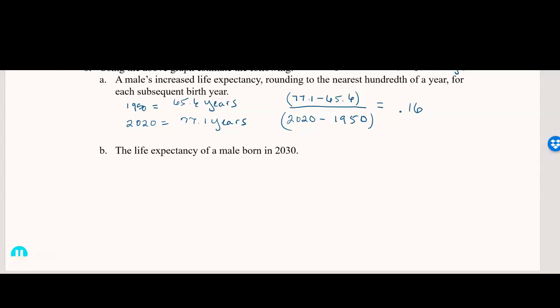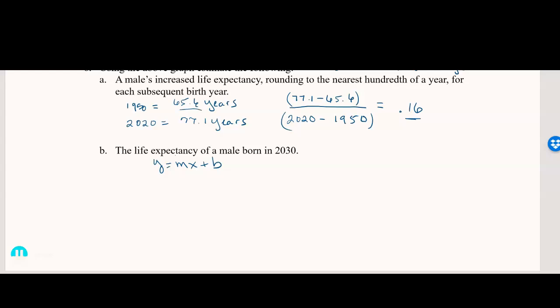Now, this is asking the life expectancy of a male born in 2030. That's not in our chart. That means we have to figure this out by looking at what we already calculated. Now, think about this. We're going to create a formula. You don't have to know this, but I'm going to put it down anyway. If this looks familiar from the old way of when we did graphing, M was your slope. That's what we found up here. That's your 0.16. And then B, that's what we're looking at when it comes to the beginning number, which was the 65.6.